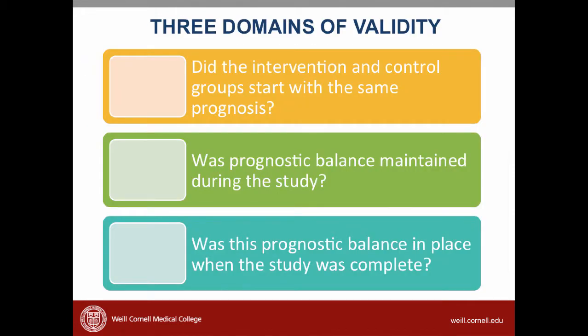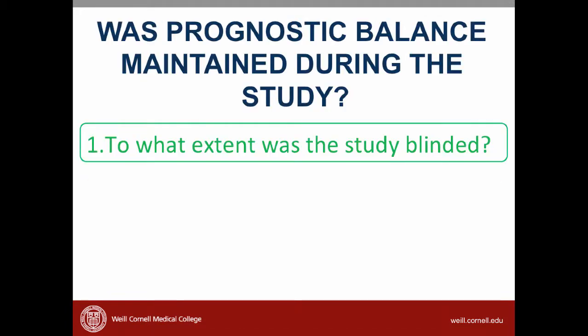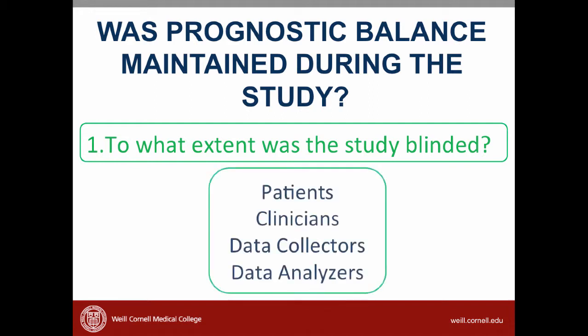Let's look at the next set of questions. Was prognostic balance maintained during the study? This question gets at the issue of whether patients in each group were treated similarly as the study progressed, aside from getting the study treatment. The key way we ensure that patients were treated similarly is to make sure that patients, clinicians, data collectors, and data analyzers don't know which group the patients are assigned to. This is something called blinding.